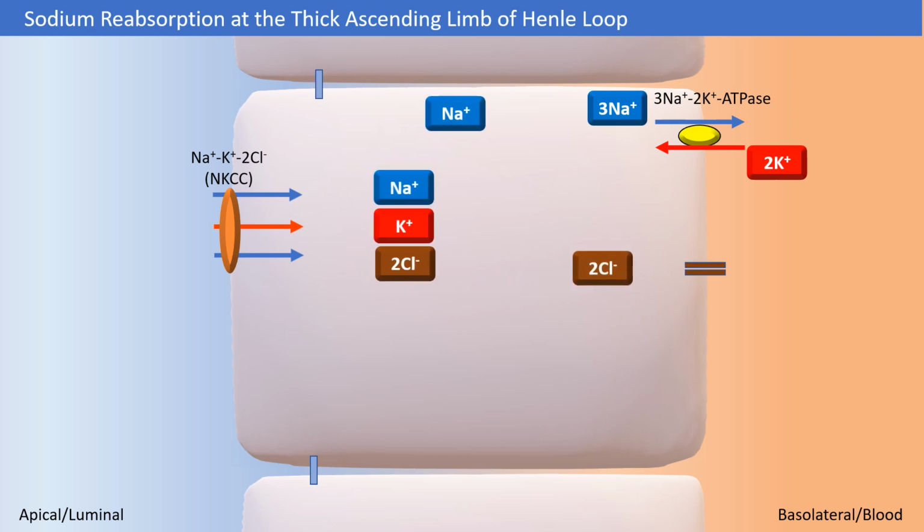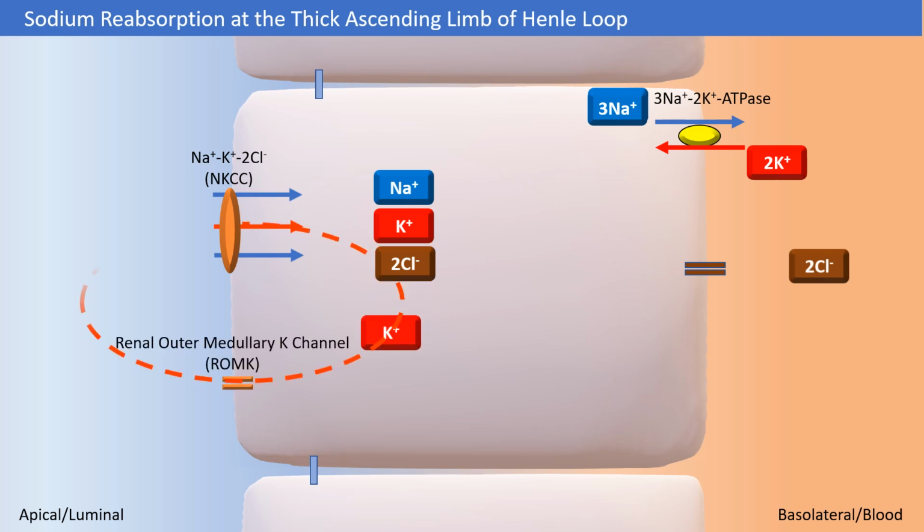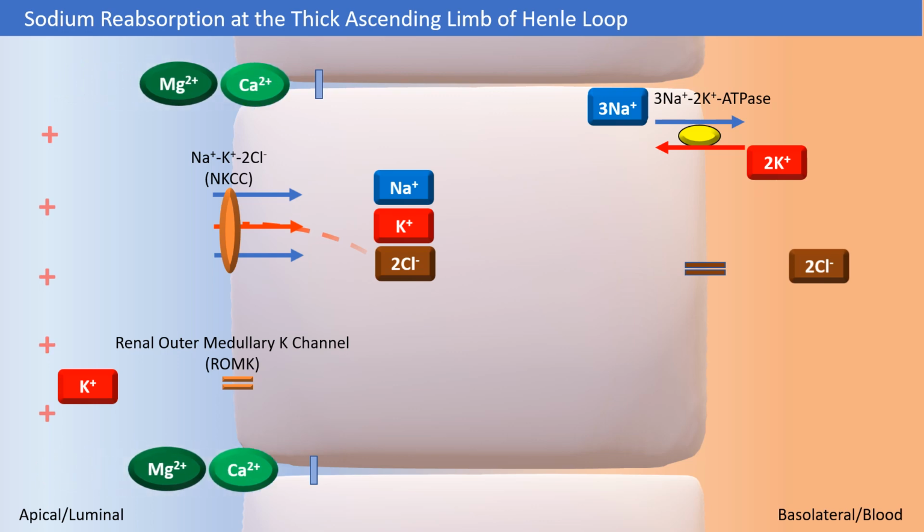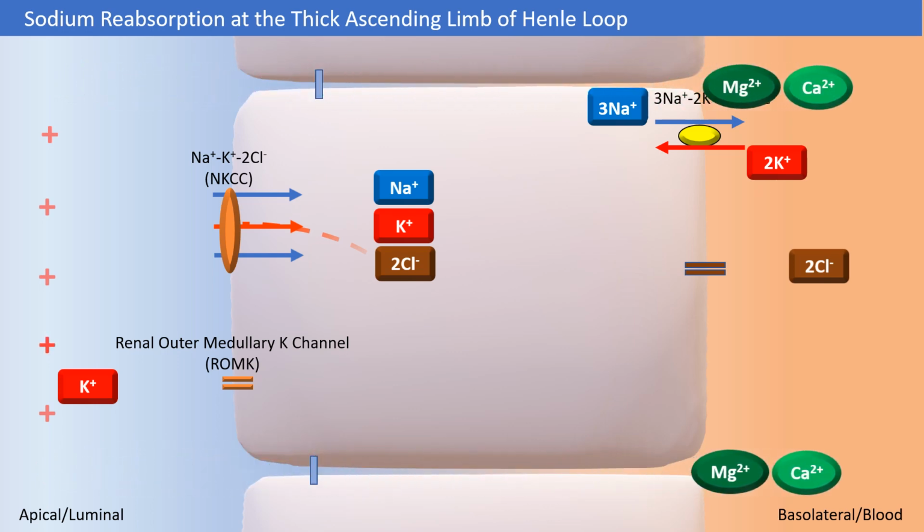Once inside, sodium and chloride get reabsorbed back into circulation, while potassium recycles back out into the lumen. The recycling of potassium into the lumen creates a positively charged lumen, which serves to repel positively charged molecules, including calcium and magnesium, to be reabsorbed paracellularly.